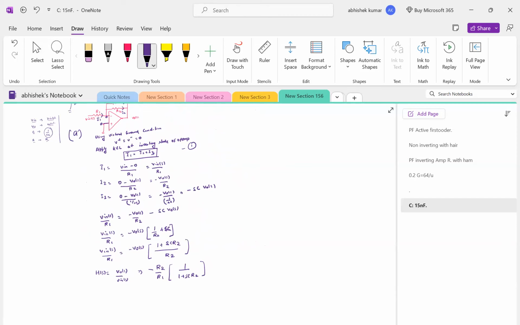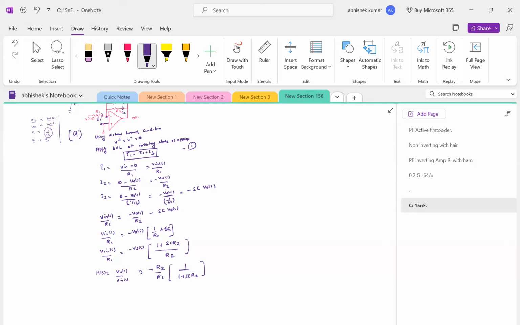They have asked you to use the nodal method. We use the nodal method, right? We apply Kirchhoff's current law at the inverting node and find the transfer function. This is the transfer function in terms of R1, R2, and C. It's totally fine, right? Any doubt?